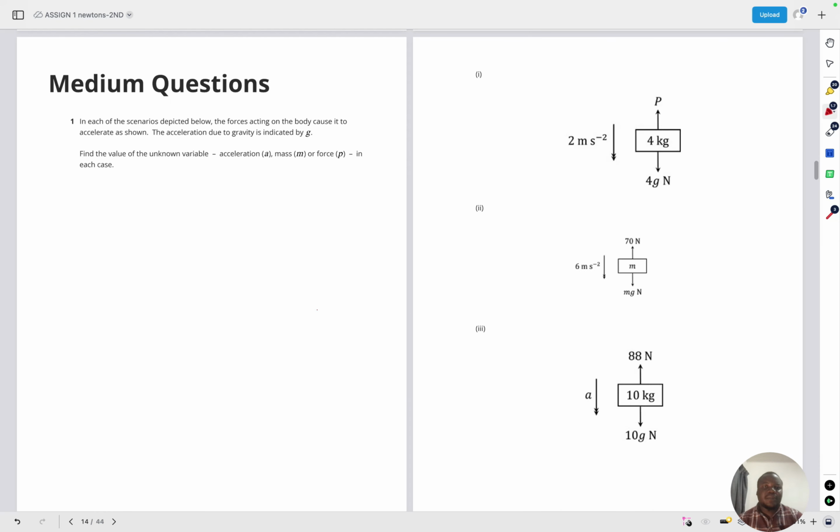Today we want to talk about assignment 1 on forces and equilibrium. Now, on assignment number 1, we were given these easy, medium, hard, and very hard questions, and they were based on Newton's second law of motion. In our notes, which I've given all of you, we've stated that Newton's second law of motion says the net force acting on an object is directly proportional to the mass times the acceleration of that object.